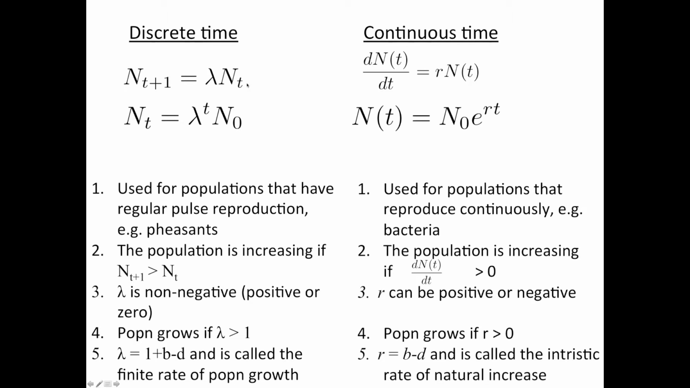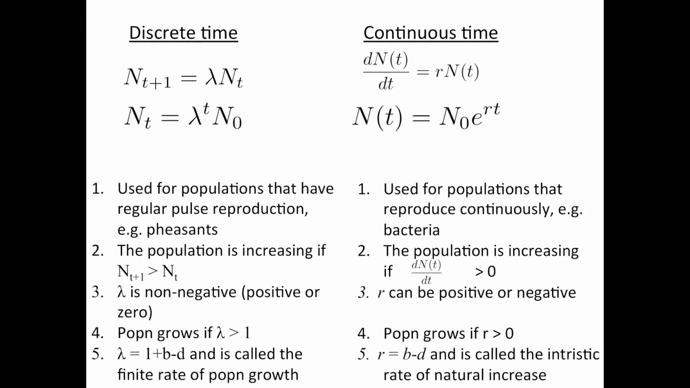So we have two equations for both continuous time and discrete time. The top equations are really just saying that the per capita birth and death rates are constant, and these equations are telling you for discrete time the population size next year, and for continuous time whether the population is increasing or decreasing. The bottom formulas are telling you what the population size actually is at a particular point in time. And if you notice, if you let lambda equal e to the r, these equations are actually exactly the same.